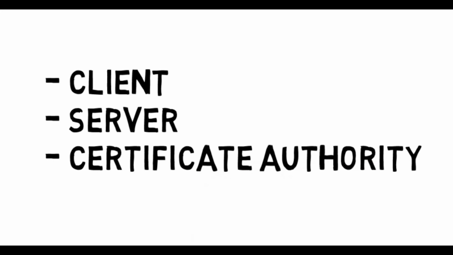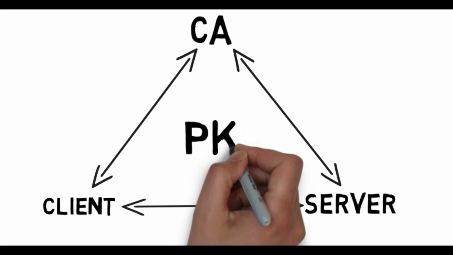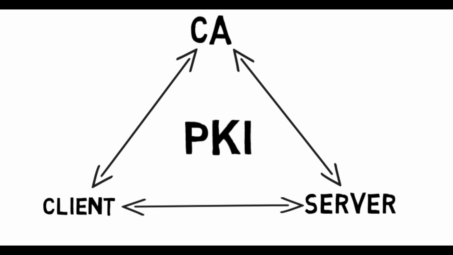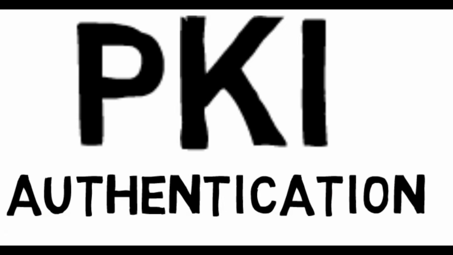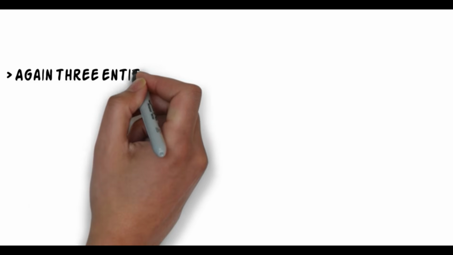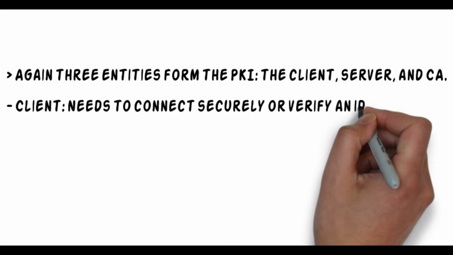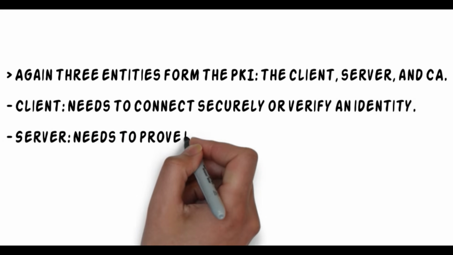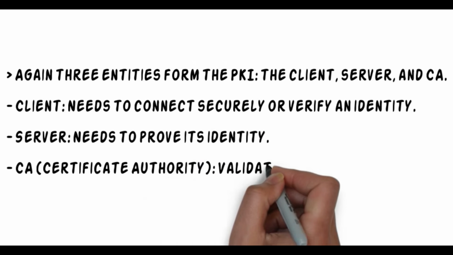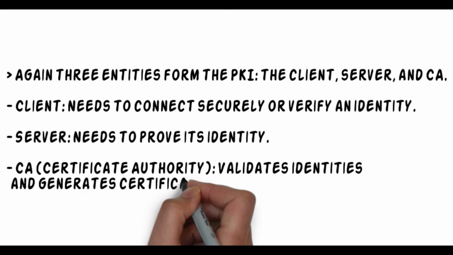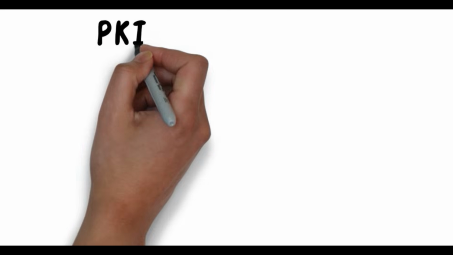These 3 key players form a triangle known as the PKI, or public key infrastructure. Anytime you have a client, server, and the CA working together, you have a PKI, and that's how PKI provides authentication. Again, 3 entities form the PKI: the client, server, and CA. The client needs to connect securely or verify an identity, the server needs to prove its identity, and the CA validates identities and generates certificates.